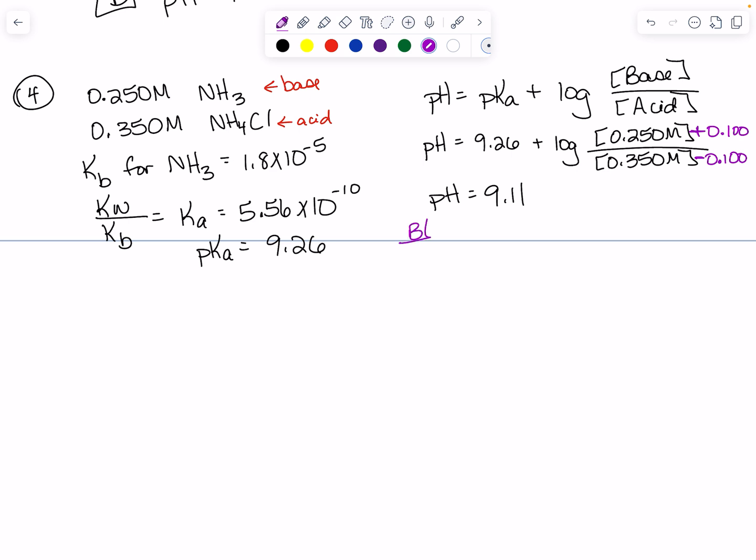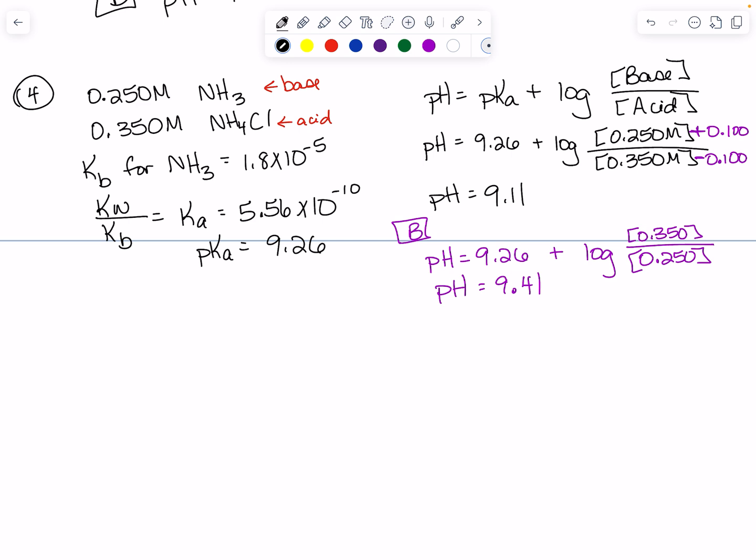So what that means is on B part, you can say that the pH is equal to the pKa, which is 9.26, plus the log of, you do the math, 0.25 plus 0.1 is 0.35, and then 0.35 minus 0.1 is 0.25. And so look, we started with a pH of 9.11. In B, we're adding base, so the pH should increase from that. And indeed, this calculation shows it goes up to 9.41.